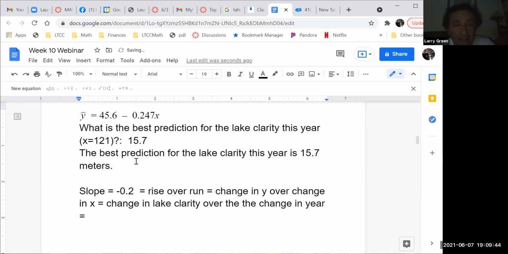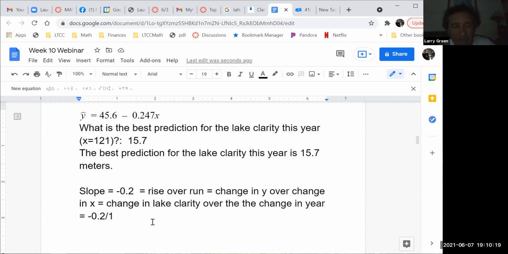And I can rewrite this, and this may seem stupid, but it's worth it. Negative 0.2 divided by 1. Do you agree that negative 0.2 is the same as negative 0.2 divided by 1? I hope you all know that basic math. The reason I did that is so I can write it as a rise over run. So the over 1 means 1 year change. So now we can use this and we can interpret the slope in the context of the study.